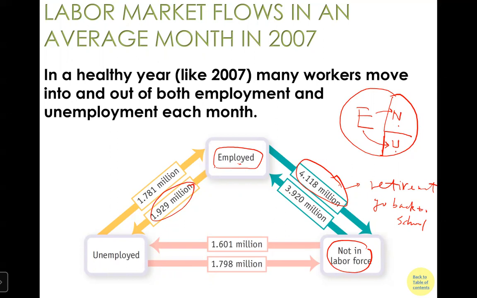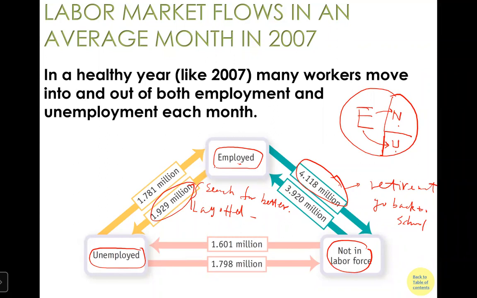Now, you have people who move from E to U, employed to unemployed. Usually those are layoffs. But we also need to consider there are people who voluntarily search for a better job, or relocate. All right, so this is from E to N or U.